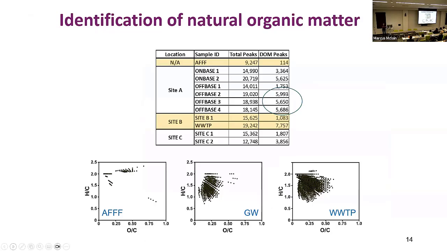And here you can see identification of dissolved natural organic matter in three different sites. As you can see, the peaks for the wastewater treatment plant are the highest, and for groundwater they are high too. But the lower peaks are for the aqueous film forming foam.